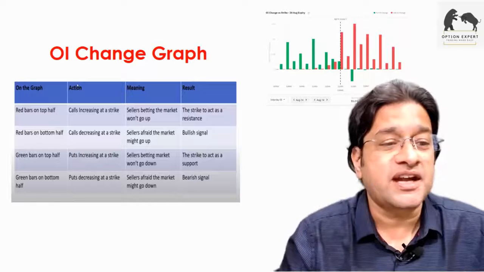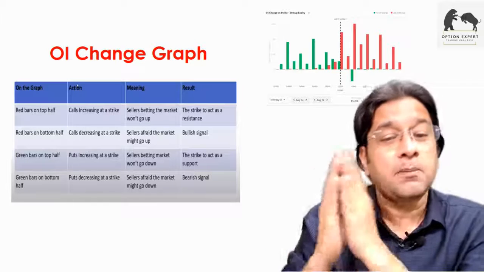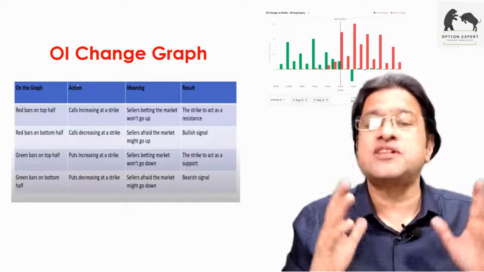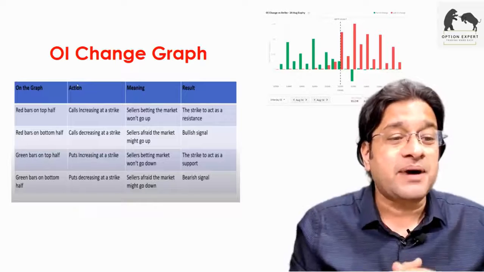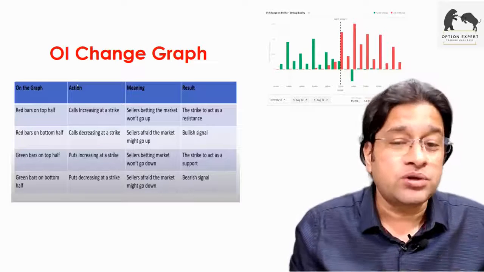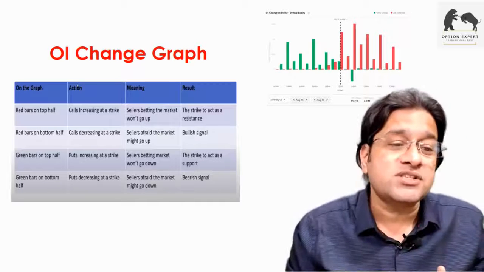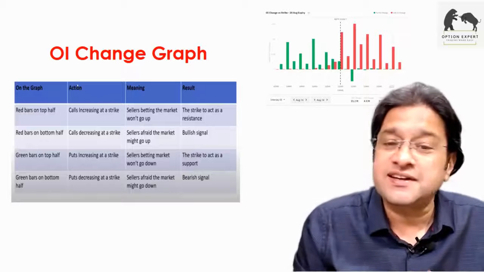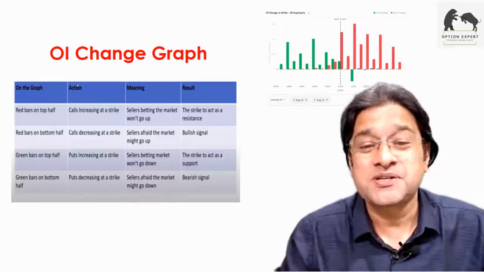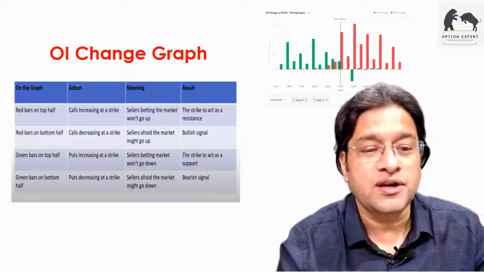As you can read from this graph, red bars on the bottom half mean sellers are afraid and the market might not go up. Actually, it's a bullish signal. Green bars on the top half mean sellers are betting the market won't go down, which means support. That strike acts as support. Green bars in the bottom half mean puts are decreasing at a strike, so sellers are afraid that the market might go down. It's a bearish signal. So this is how we can simplify an example of put call ratio.